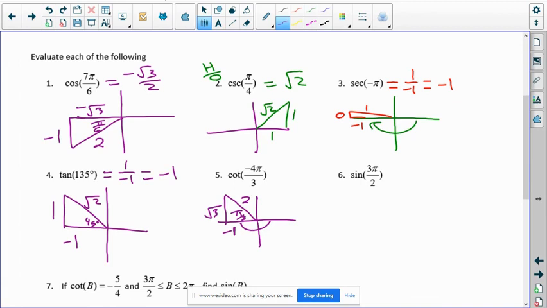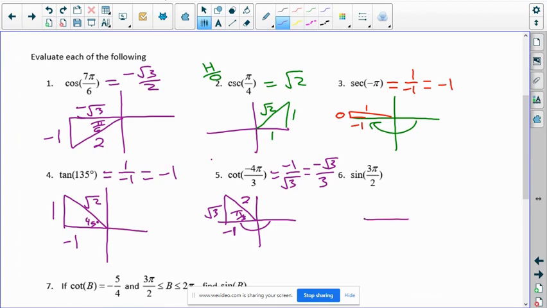Cotangent is adjacent over opposite. The adjacent is negative 1 over the opposite, which is the square root of 3. Well, and then we've got to rationalize that, so we'll multiply by the square root of 3 in the numerator and denominator to get negative square root of 3 over 3.